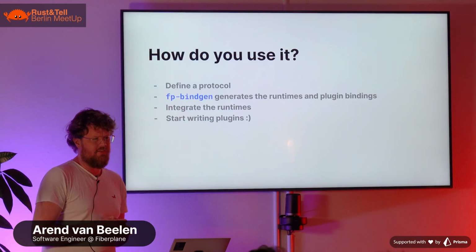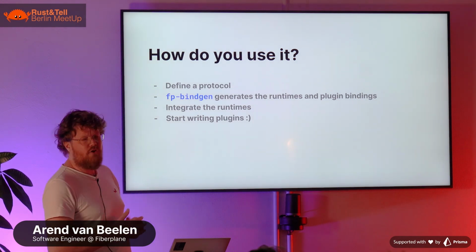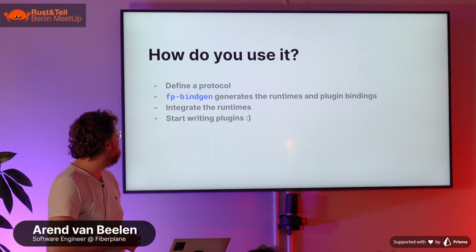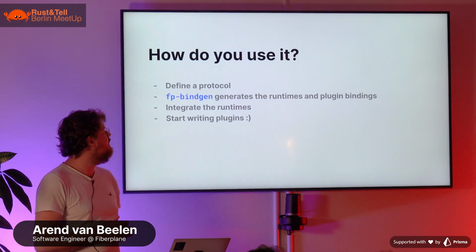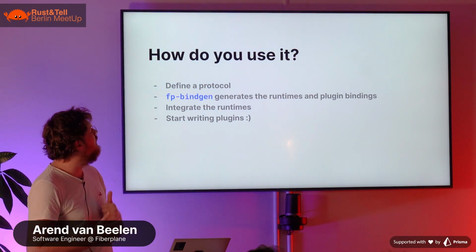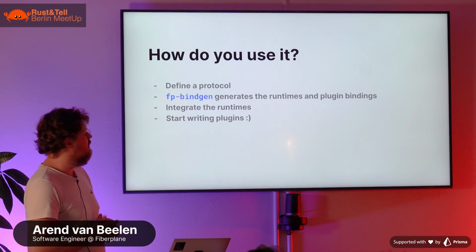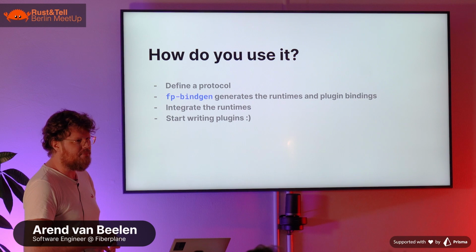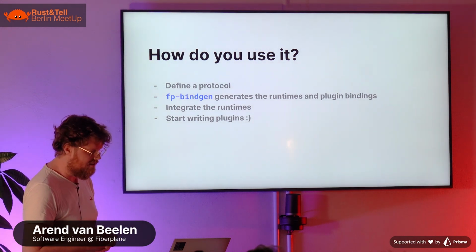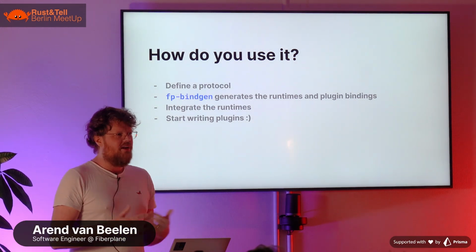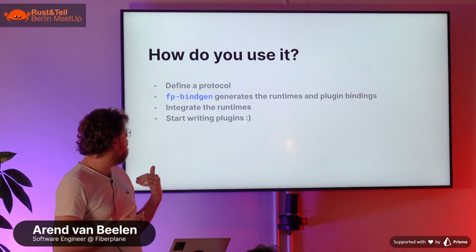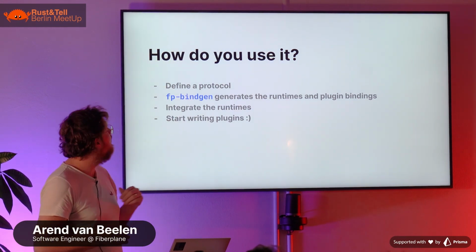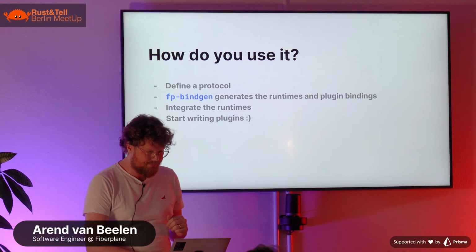Now, how do you use it? Well, there's 4 easy steps. The first one is you create a protocol definition, and then you let fp-bindgen generate the runtimes and the plugin bindings. You integrate those runtimes in your own project, and then you can start writing plugins. I mean, easy peasy, right? It's actually really involved. So rather than trying to explain this in detail, sorry, I'm just going to show you.